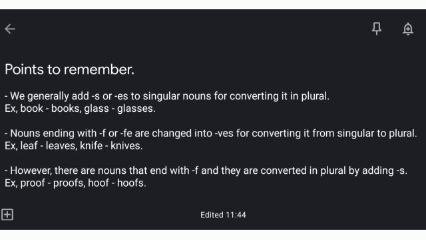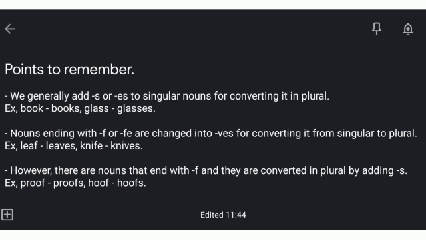Next point, nouns ending with f or fe are changed into ves for converting them from singular to plural. Now there are nouns that end with f or fe. If there is a word that ends with the letter f or fe, then when we change such words, we convert f or fe into ves, and then it turns into plural. For example, leaf, it becomes leaves.